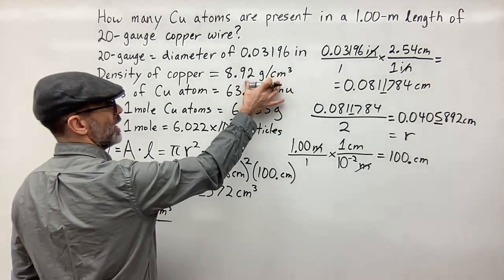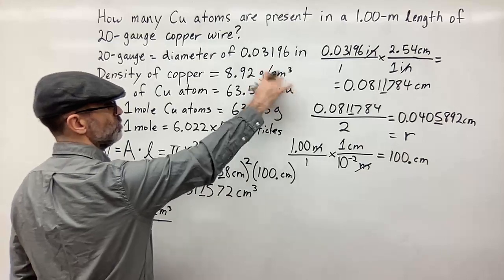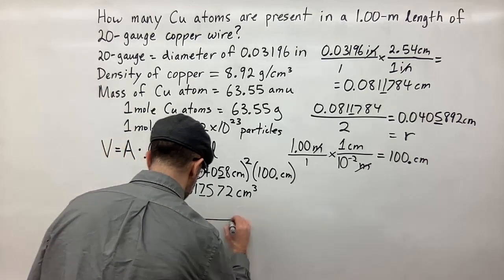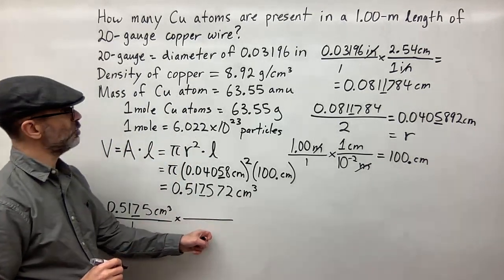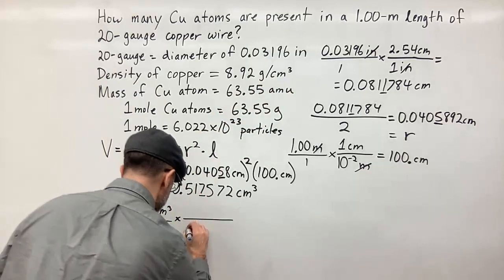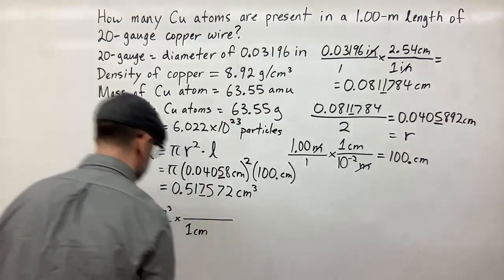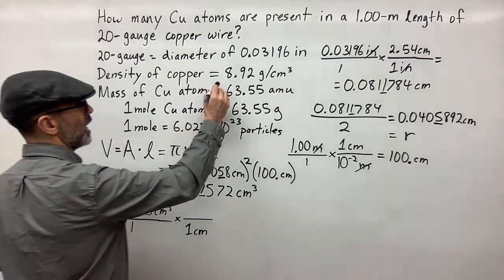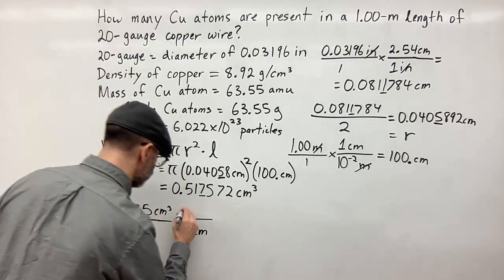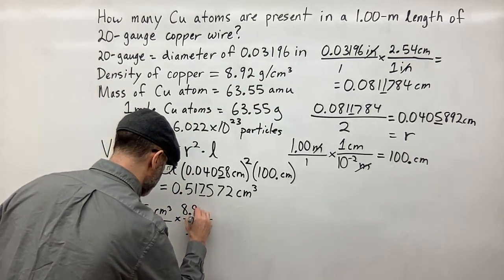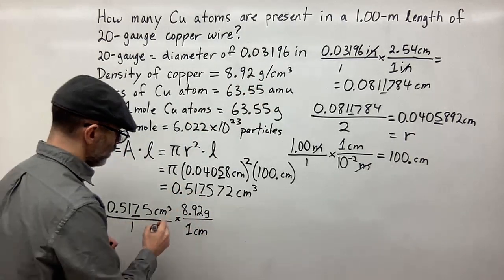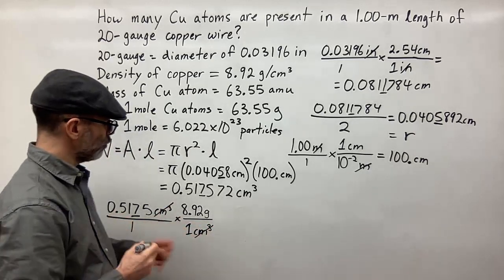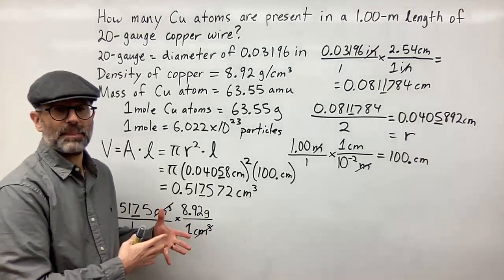So now I'm going to use the density as a conversion factor, centimeters cubed to grams. So I have centimeters cubed on the top here, so I'm going to put centimeters cubed on the bottom. So 1 centimeter cubed, and then on the top I have grams, 8.92 grams. Oops, that should be centimeters cubed. So centimeters cubed cancels out. Now I have grams of copper in my wire.